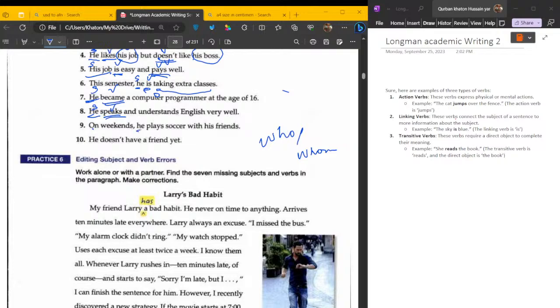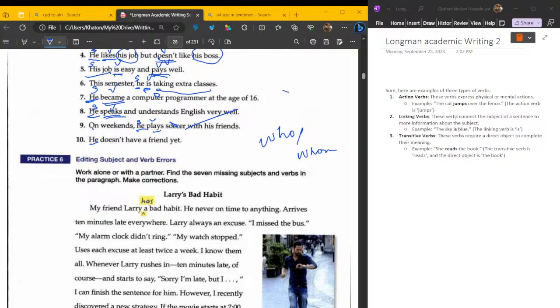On weekends, he is the subject, plays is the verb, soccer with his friends. Okay, so this is the object. What or whom, it does answer. He plays soccer with his friends, so soccer is the object here.